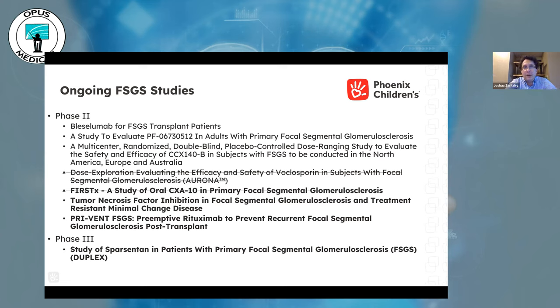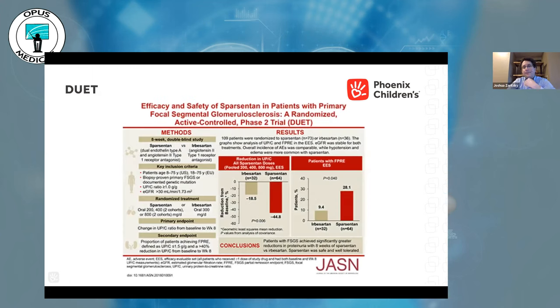This is just to remind you that there are several studies going on. And there's this study of sparsentan, which was just approved for IgA, now being studied for FSGS. So we're on that curve now where we're starting to see more and more treatments. This is just reviewing some of the data of DUET. I would just take a moment and probably look at the data for IgA and look at some of this data for sparsentan. But it's exciting to be able to say that we have some novel treatments for diseases such as IgA and now FSGS that are finally becoming available.